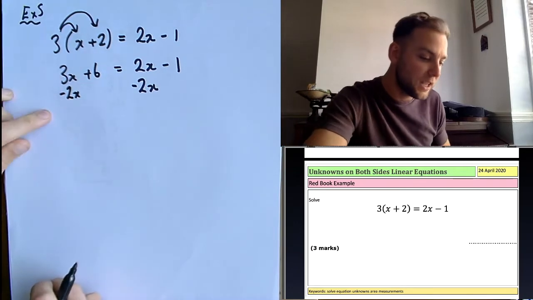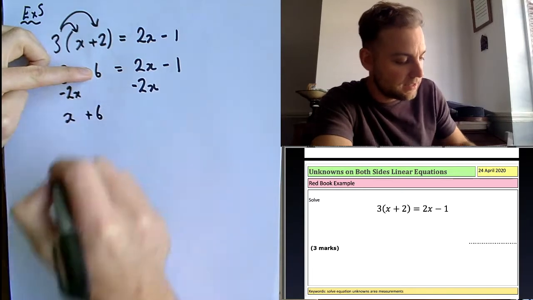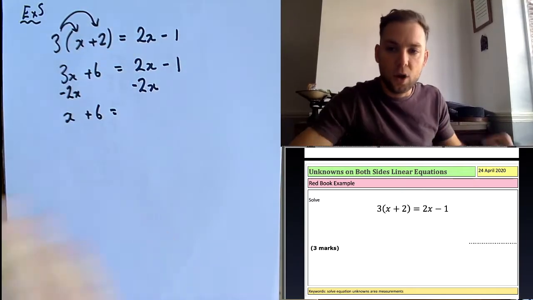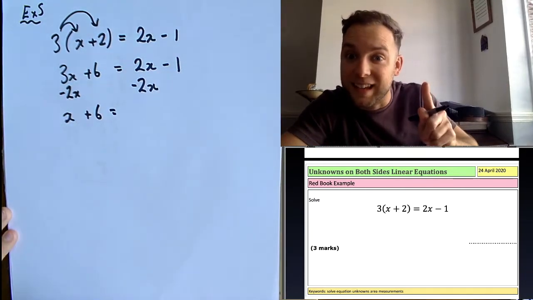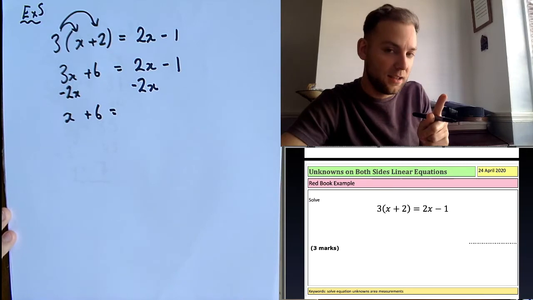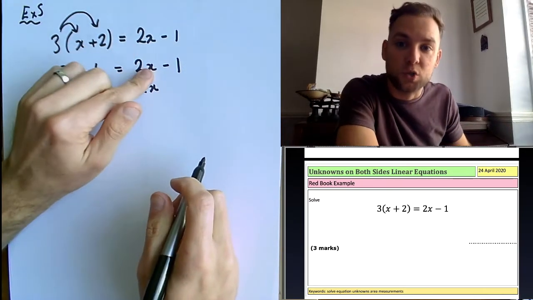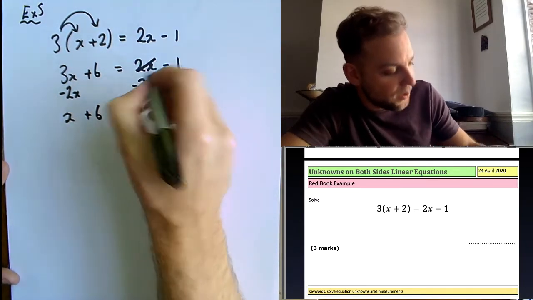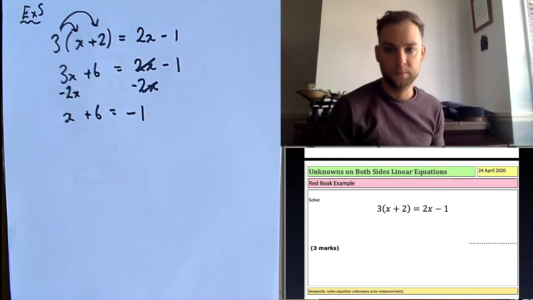So 3x take away 2x is just x. Plus the 6, nothing's happened to that. 2x take away 2x is nothing. I'm just left with a 1 on this side. Now notice I said 1, okay? What's the trick there? The trick is that actually this is minus 1. And a lot of people will just write 1. Here, I'm left with negative 1 on that side. Do not forget that negative, okay?